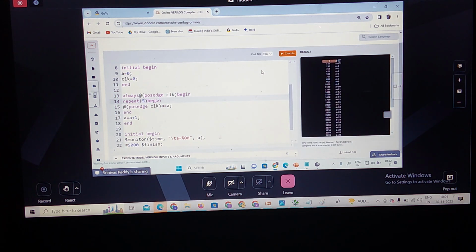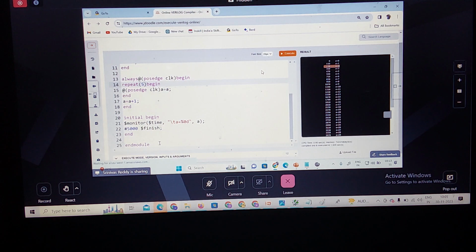So at t is equal to 0, and then 5 delays means how much? 110. At 110, A is equal to 1. Next, after 5 means what? 5 positive cycles is nothing but 230. Did you understand? Are you clear on this?